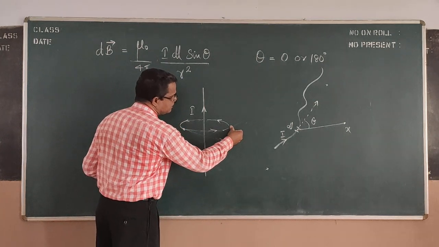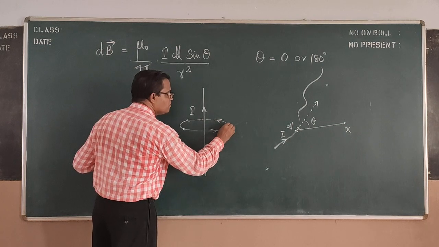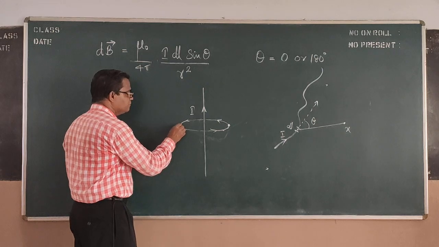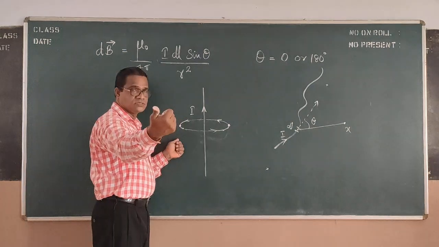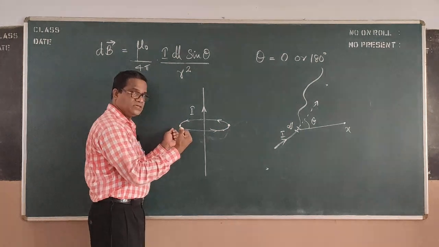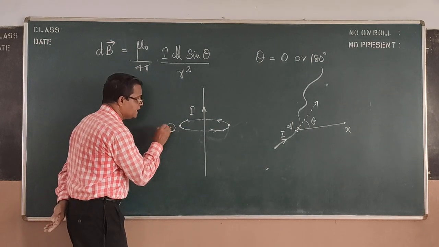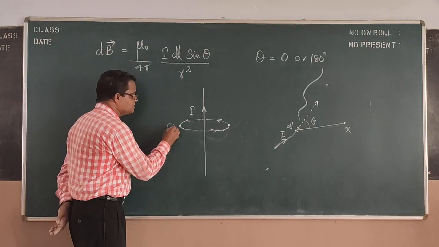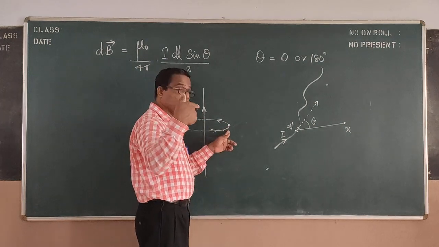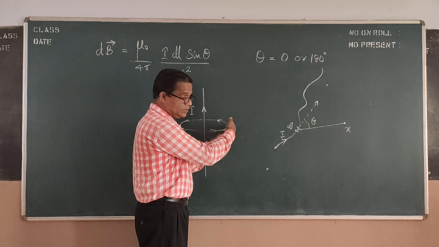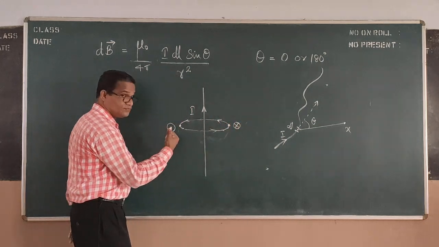Now, suppose I consider the points lying on the plane of the board, one over here and one over here. As the magnetic field goes like this, at this point, the direction of the magnetic field is perpendicular to the plane of the board and towards you. That is shown by a circle and a dot. This is a very important representation of the direction of the field. At this point, the field is perpendicular and into the plane of the board. That is shown by a circle and a cross.